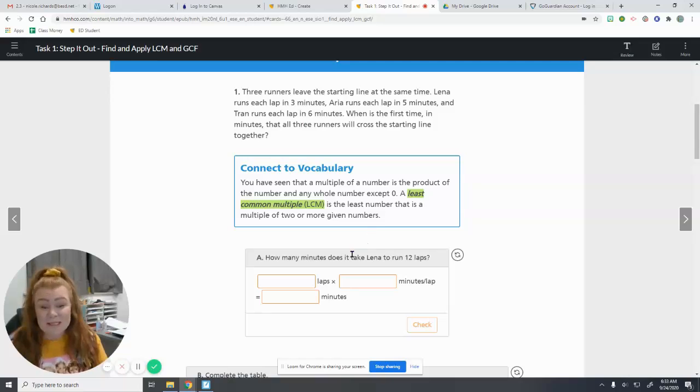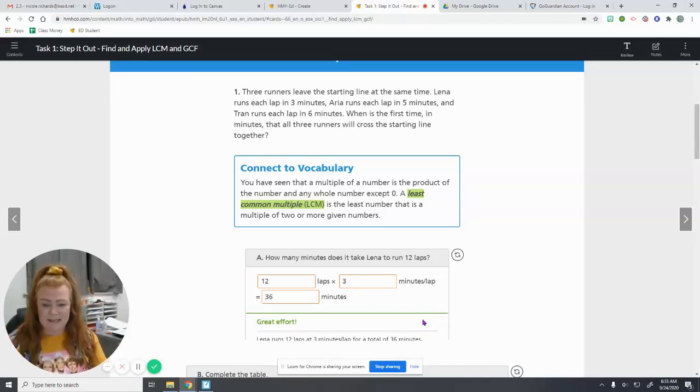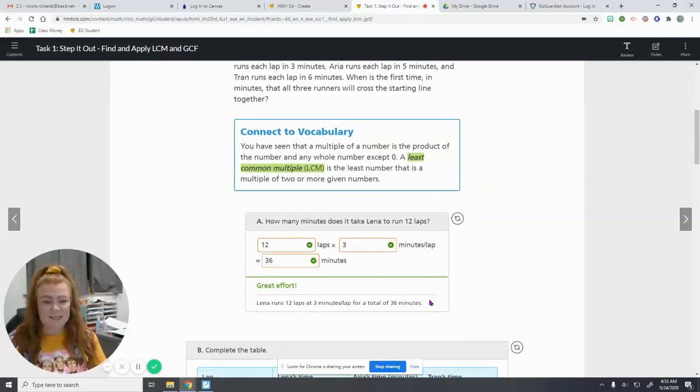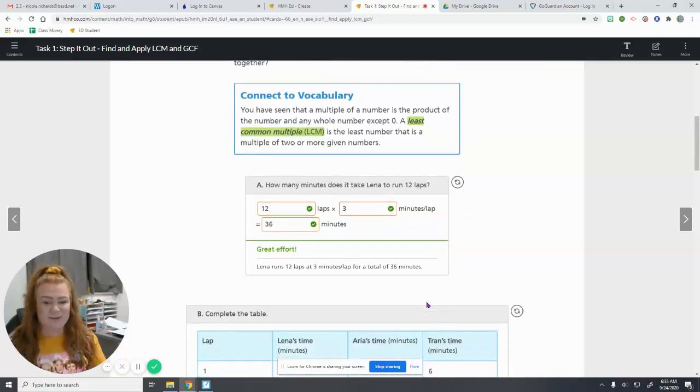Okay, so we need to know how many minutes it takes Lena to run 1 lap. So if I look up here, Lena runs each lap in 3 minutes. That's for 1 lap. We want to know 12 laps, and every lap is 3 minutes per lap. So 12 times 3 is 36. Then you should have it right. So make sure you type numbers in. I thought I had to drop it down and was very confused there.